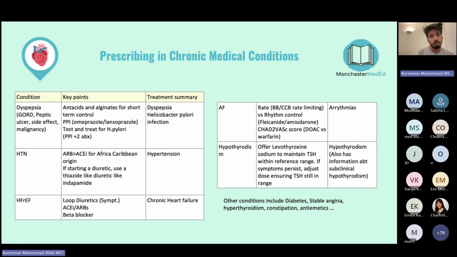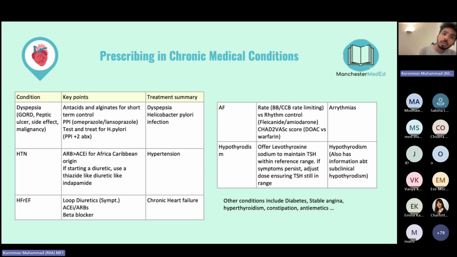So for AF, basically, you treat AF in two different ways. Either it is rate control or rhythm control. It depends on the question what they want you to prescribe. So if it is rate control, you have to choose whether you want to prescribe a beta blocker or calcium channel blocker. Sometimes digoxin as well can be used as rate control, but then they will ask you specifically to prescribe digoxin. Then you need to look at contraindications and all that.